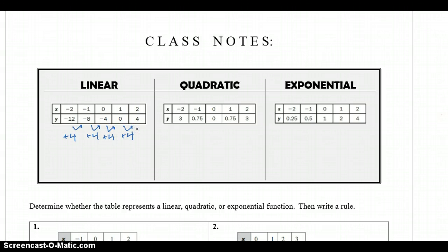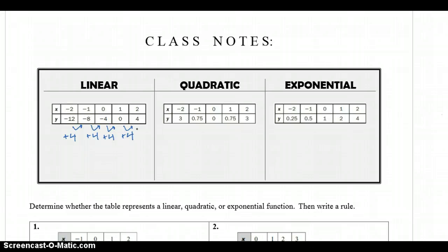So we call this the difference from each value of x. The y value is going up by 4. So the difference is 4 each time. So if we're adding the same thing every time, it's linear, right? Let's skip ahead to exponential.